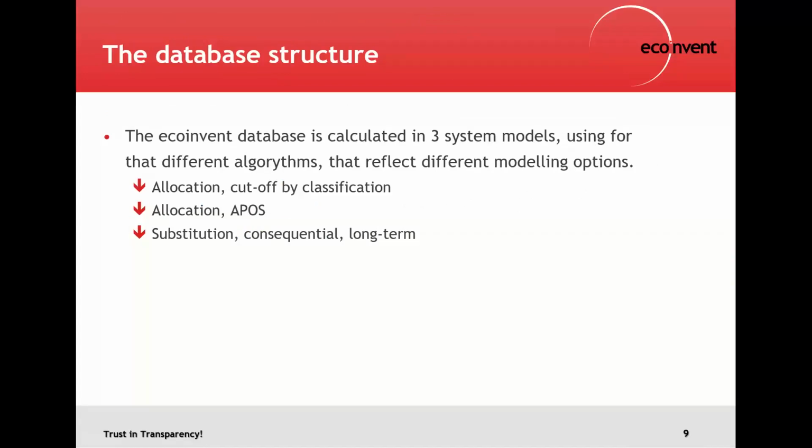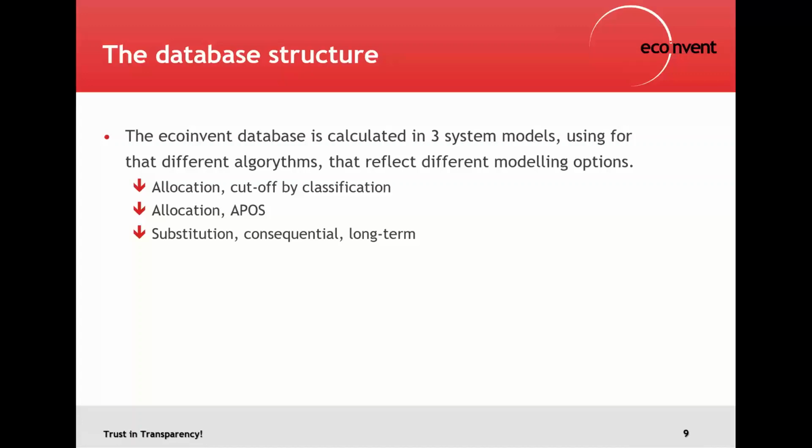So the database will then be calculated from these building blocks that we have seen into 3 system models. For that, as we are going to see first with the scheme, 3 different algorithms will be used. They will be reflecting different modeling options. They will be describing 3 different ways of assembling the value chains. And this is because 3 ways of answering specific questions are going to be used for the algorithms.